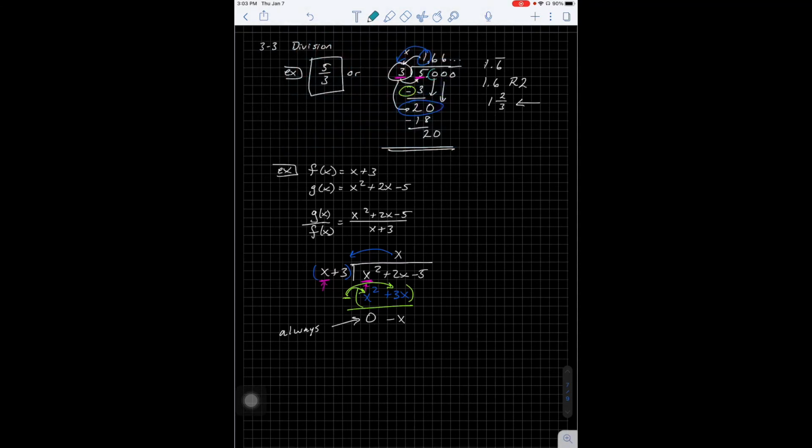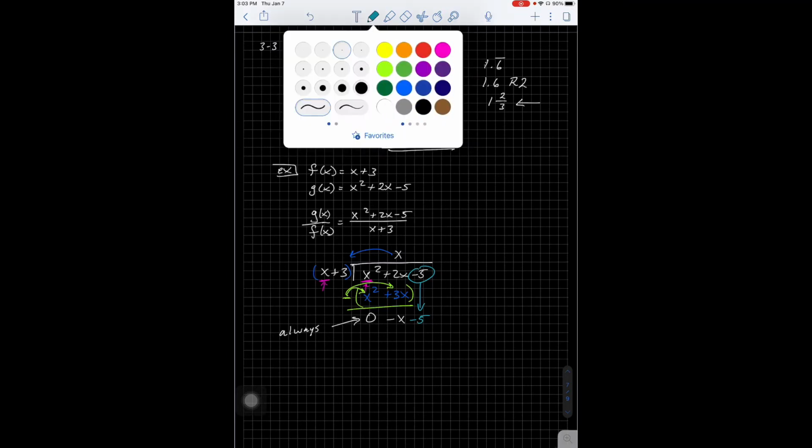Up top, then we took this 0 and we brought it down. The same thing's going to happen here. We're going to take the next term of our polynomial and bring it down, and then we repeat the whole process. Okay, so again, we start here with pink.